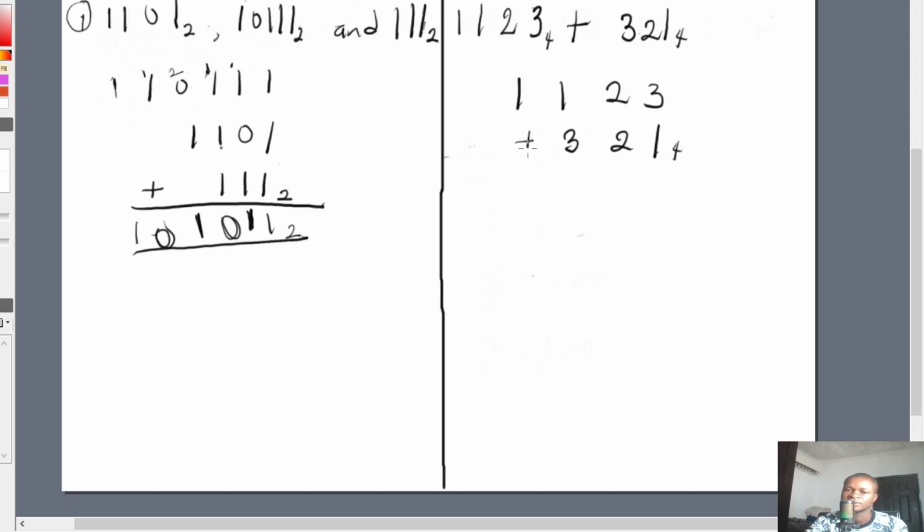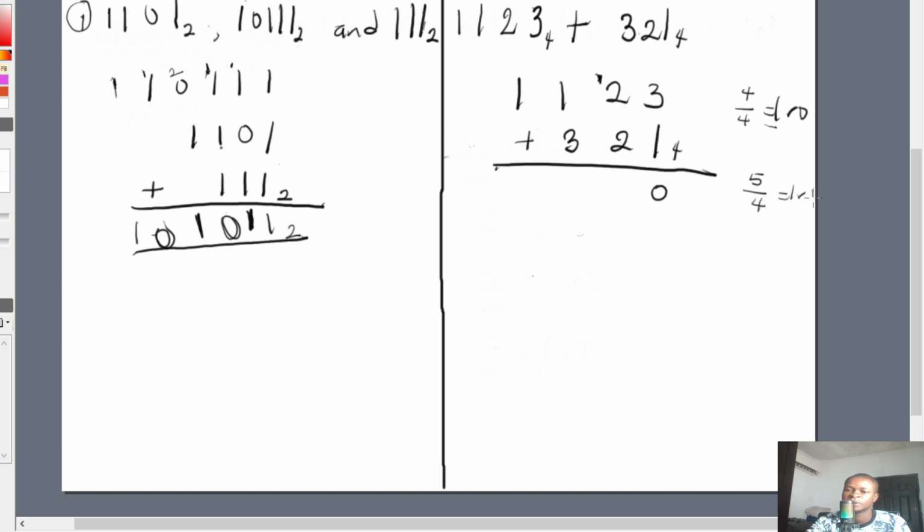So we want to add it together. We are going to use the same method that we have learnt before. So 3 plus 1 is 4. We cannot write 4 as the answer because our result must not be equal to the base. So we have 4 divided by 4, which gives me 1, remainder 0. So here we have 0. We take the 1 to the second part here. You can see, we have 2 plus 1 plus 2, which is 3, plus 2, which is 5. So we have 5 divided by the base, which is 4.